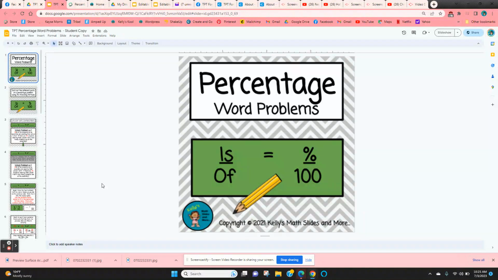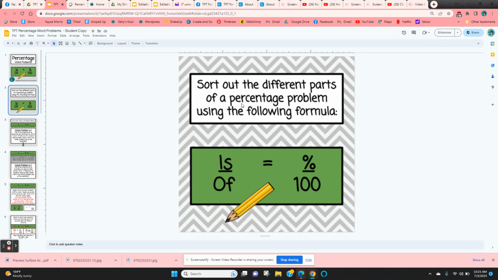Percentage word problems. This is a digital lesson that walks students through the steps of finding the answer to a percentage word problem. It starts out with the formula that we're going to use, and students can memorize this: is over of equals percent over 100.